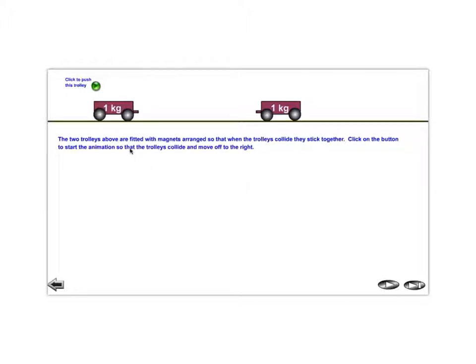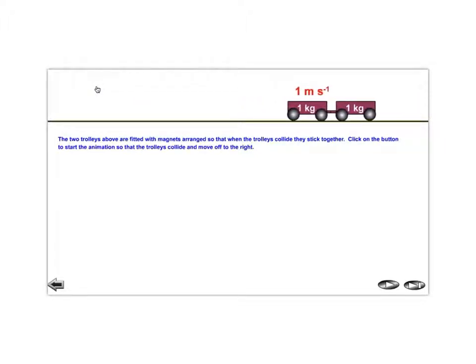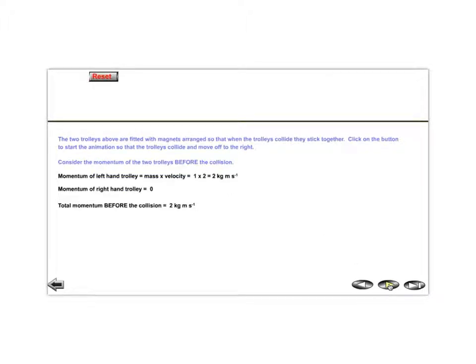So if we look at what that looks like in an example, we've got a trolley here, which we collide with another one, and then they stick together and move off. If we consider the momentum before, then we can work out that the first trolley was moving at 2 meters per second, so it has a momentum of 2 kilogram meters per second. The other trolley wasn't moving, so it has a momentum of 0, and therefore the total momentum, 2 plus 0, is 2 kilogram meters per second.